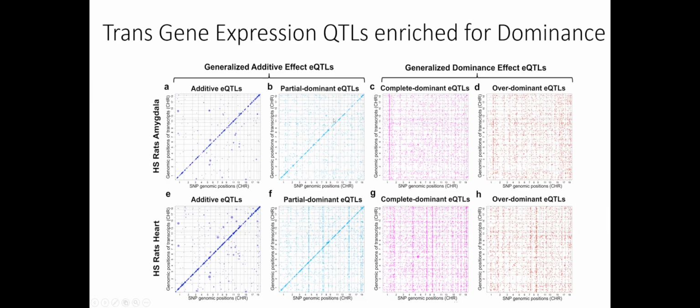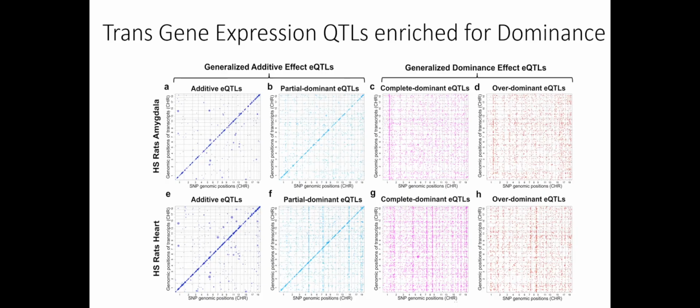And what we've done here is we've partitioned our eQTLs into 2 types. There are what we call generalized additive. That's basically additive and partial dominant, because that's almost additive. And then generalized dominance QTLs, which are the complete and over-dominant things. So if you do that filter, the diagonal bands disappear almost completely, just a little shadow of one down there. So what this is showing you is that most of the cis-eQTLs are indeed additive.